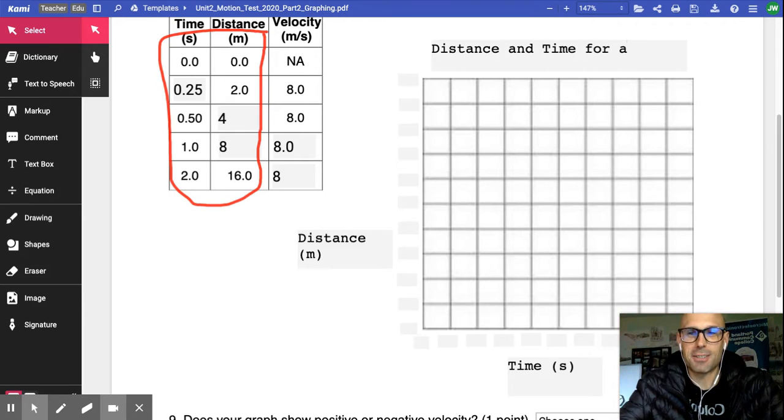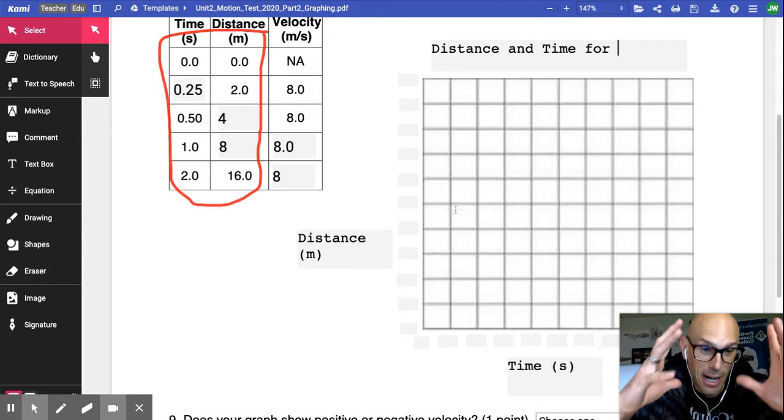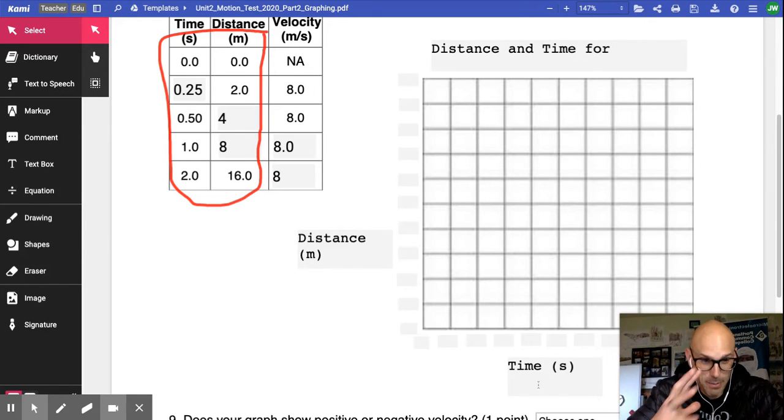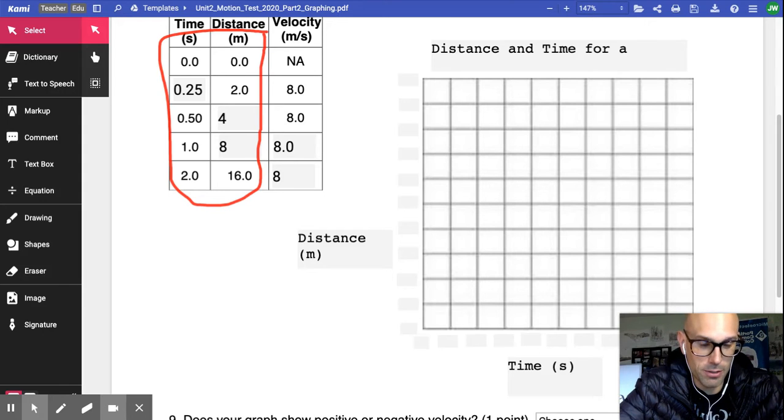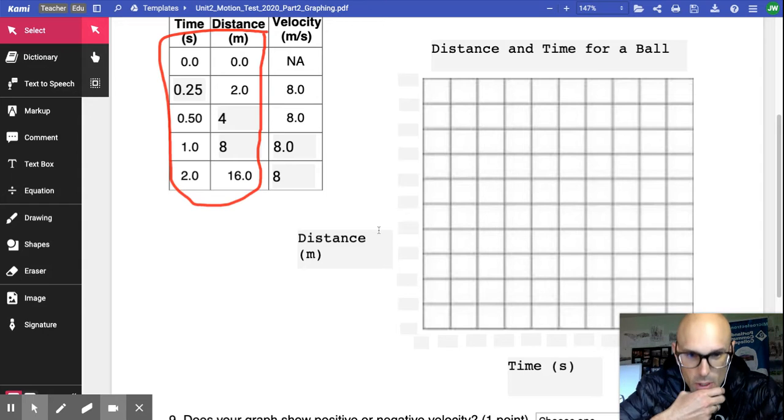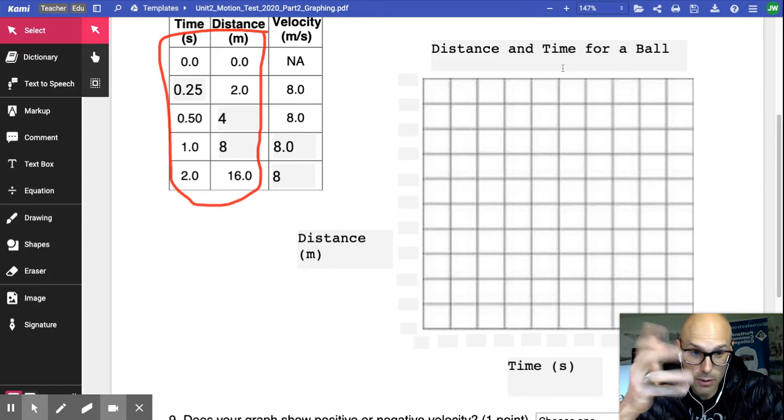I don't want to set case law on what would be the right or wrong answer for the title. But basically, you have your independent variable down here on the bottom, dependent variable over on the side, and then the object that you change the independent variable for and measure the response of the dependent variable for. So distance and time for a rolling ball. I forget, and I don't want to scroll up. Okay, distance and time for a ball. How about that? All right, we have a title.